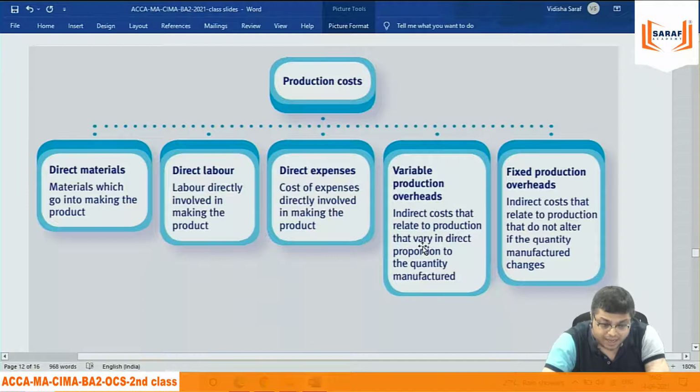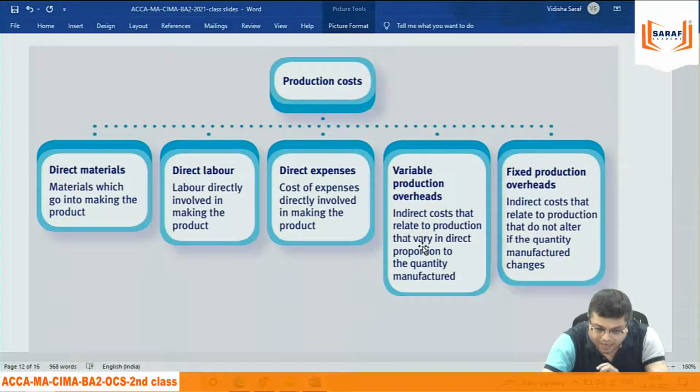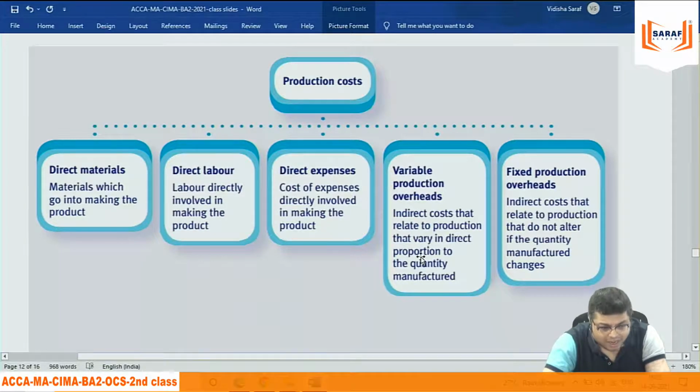But indirect material is necessary for production, but it will be required later. Once the output is ready, you can't see it. Indirect material is required, but you can't see. Only by having indirect material, production is not possible. What we discussed in the previous class. So production cost is indirect also.